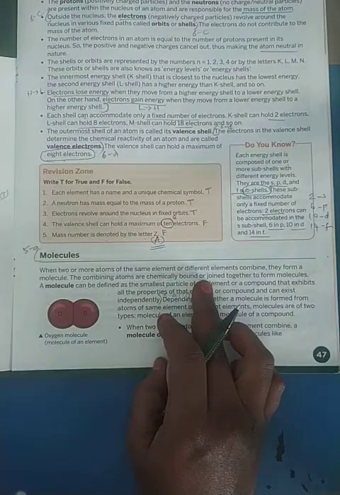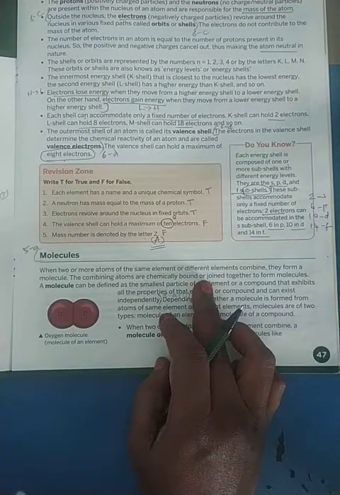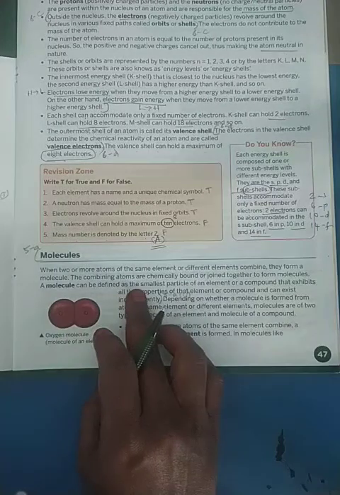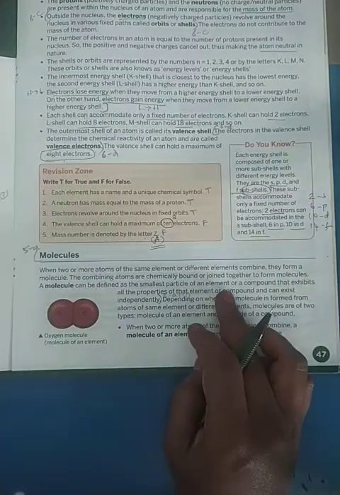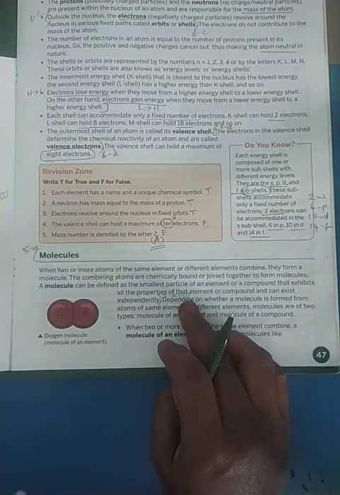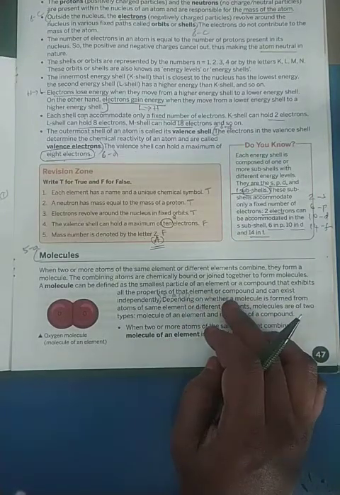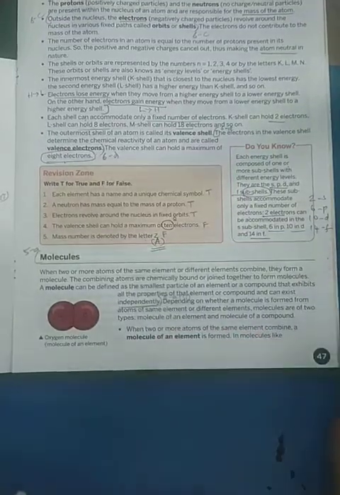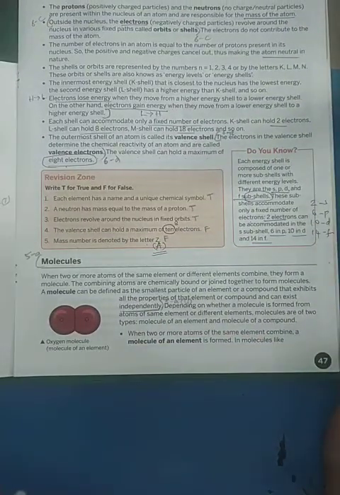That means there should be a binding between the atoms. Only then can it form a molecule. So a molecule is defined as the smallest particle of an element or a compound which exhibits the properties of the element or compound and which can exist independently. Independently means it can survive on its own.